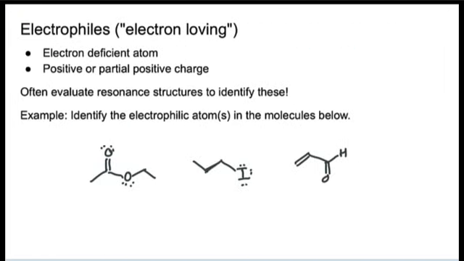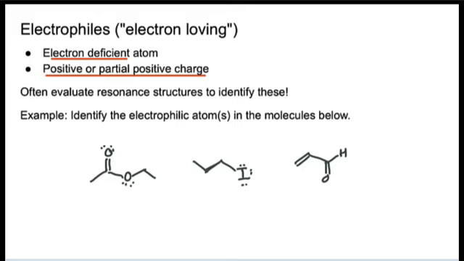Let's think now about electrophiles. If nucleophiles are nucleus-loving, electrophiles are electron-loving. And so take a look at the structures below and see if you can figure out which atoms would be electron-loving. These are atoms that would be electron-deficient, or they would carry a positive or partial positive charge.